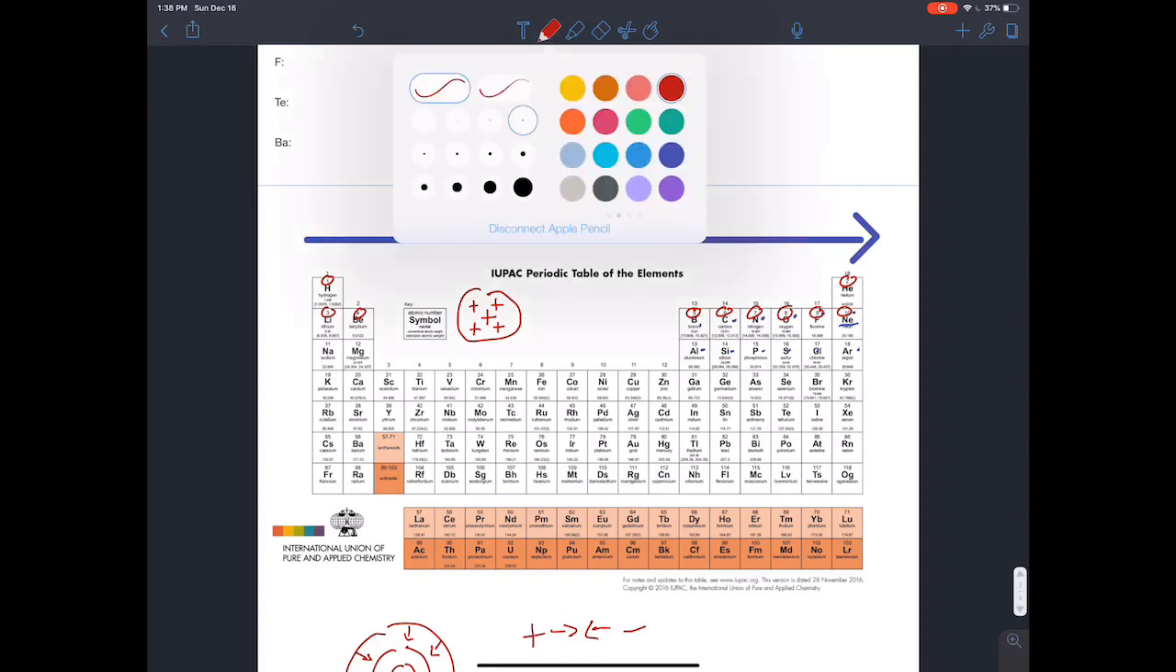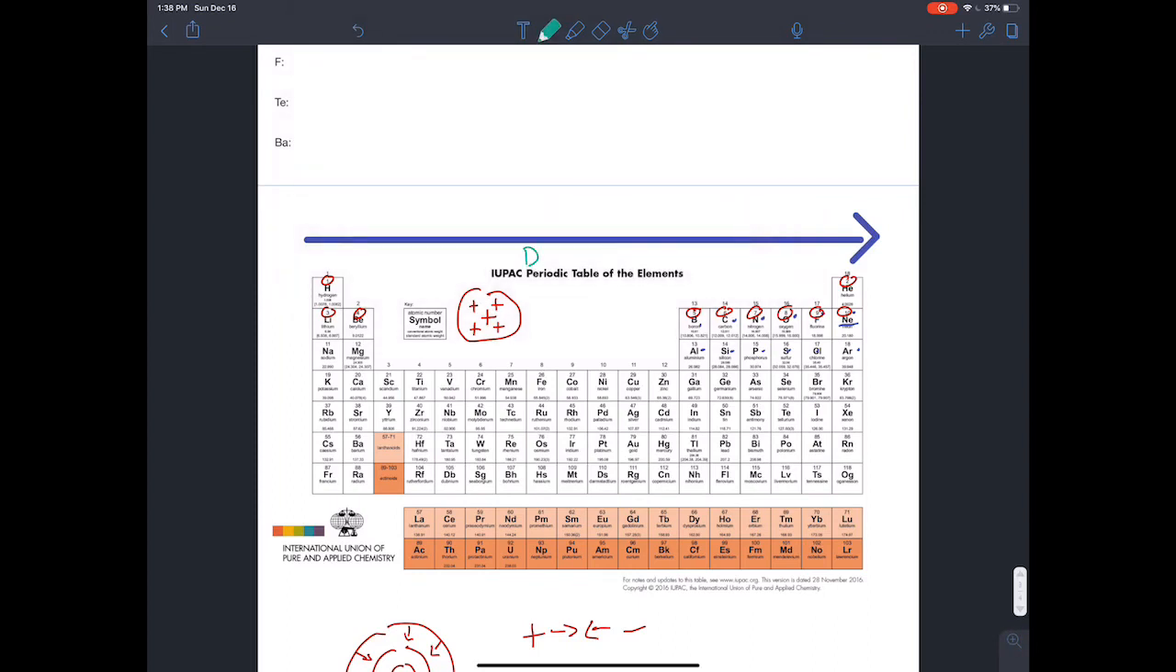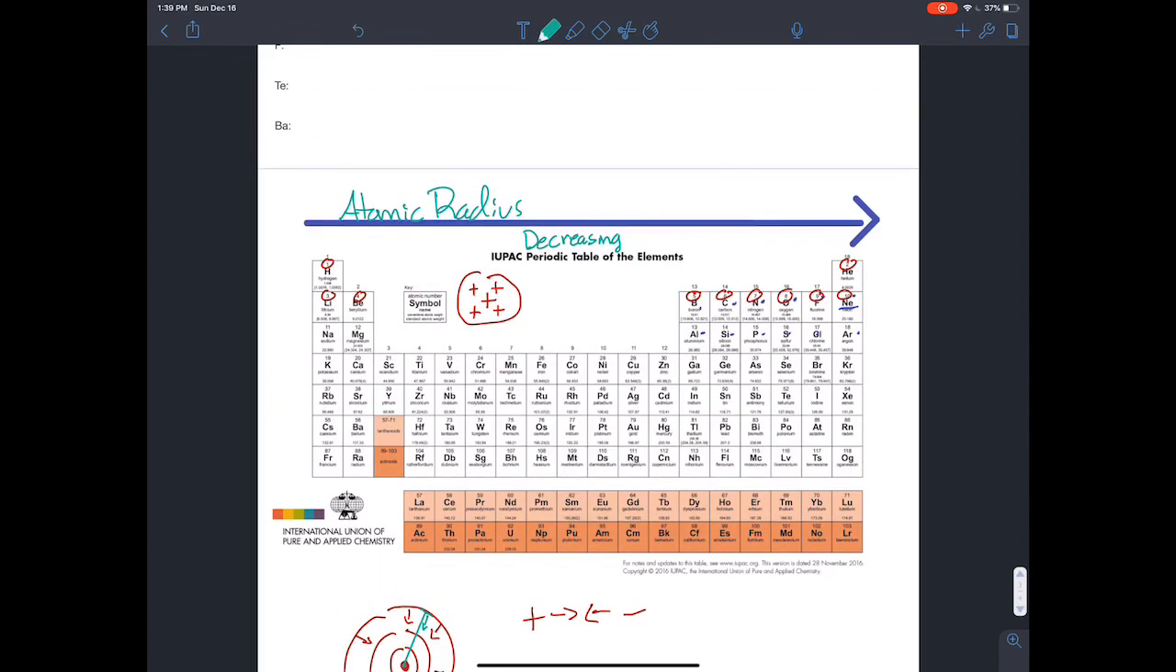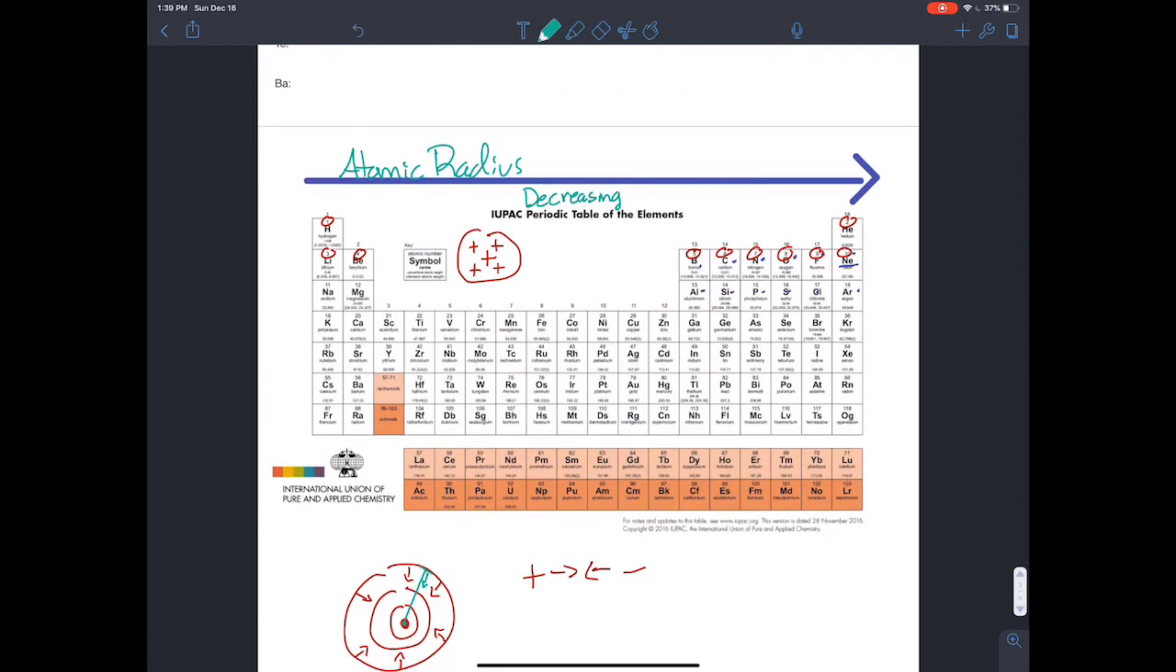Now, let's swap colors and talk about what's decreasing. If we drew this line as decreasing, the atomic radius is going to be decreasing, because if the radius is the distance from this nucleus out to these valence electrons and they're getting pulled in tighter as you go across, that radius is going to decrease. The size is getting smaller because you're getting more protons pulling those electrons closer. So the size of the atom from nucleus to valence electrons will be getting smaller.